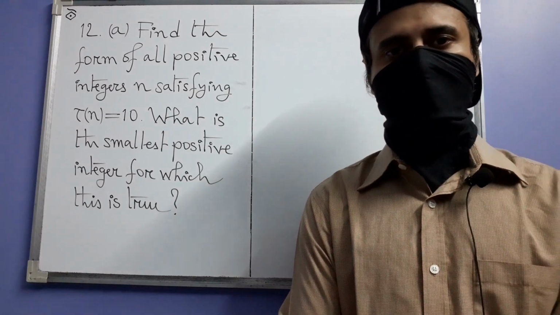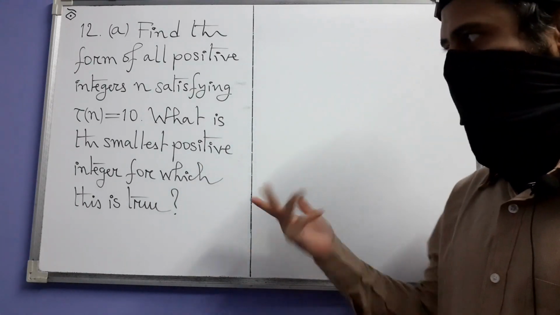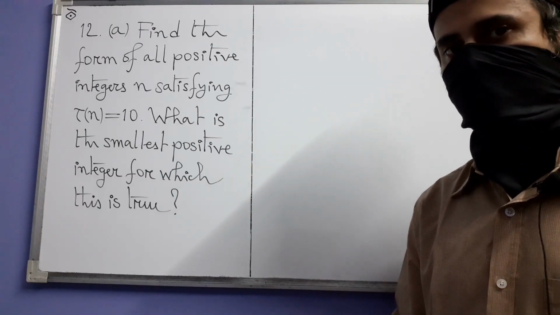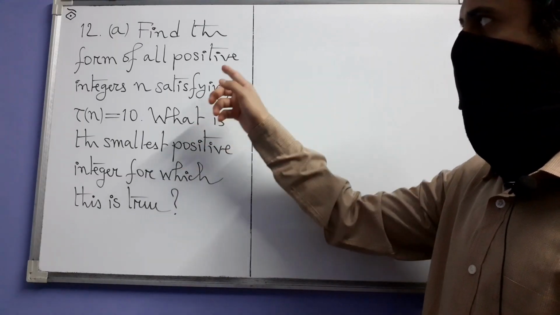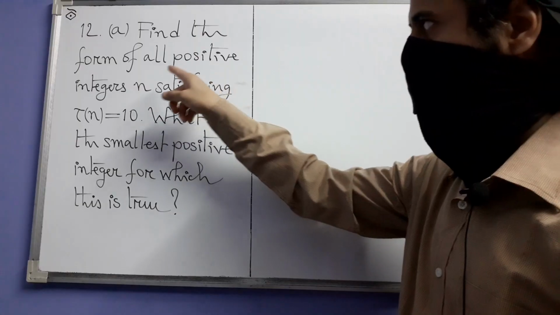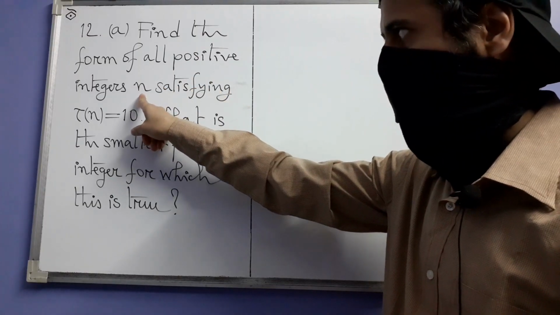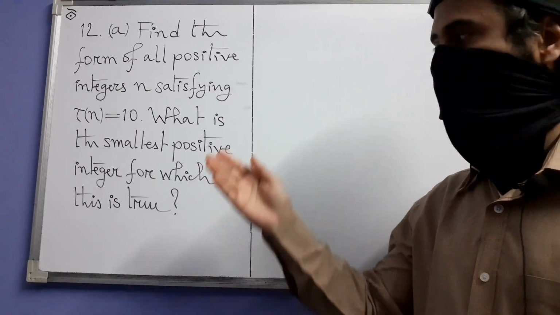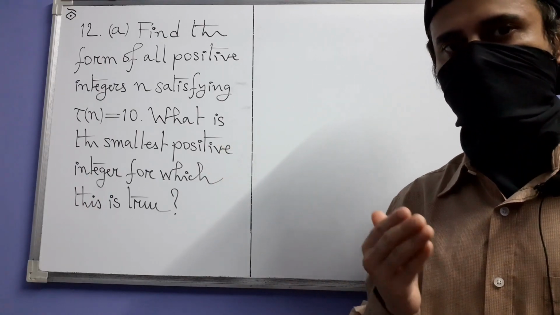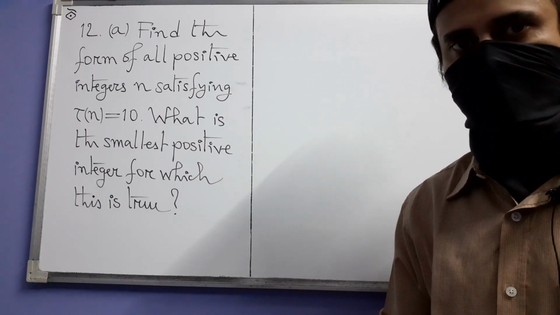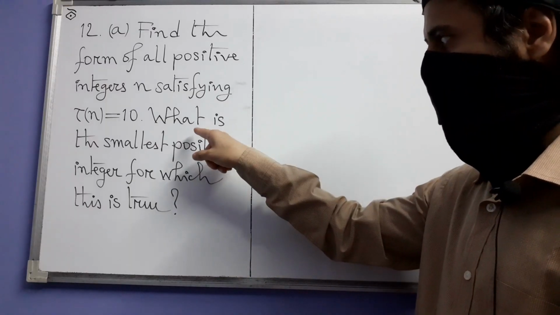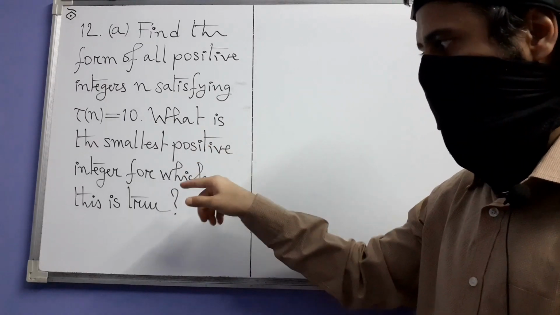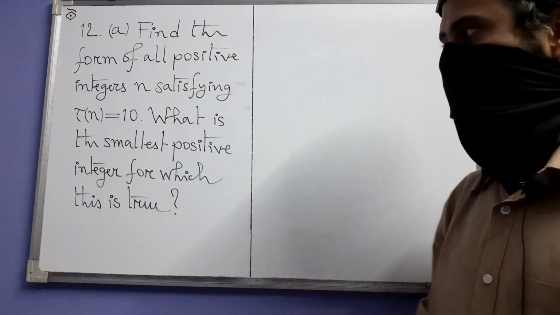Next we have number 12. There are two parts. Let us see part A first. Here we have to find the general form of all positive integers n for which tau of n is equal to 10. That means for which the number of positive divisors is exactly equal to 10. And we have to also find the smallest positive integer for which this is true.